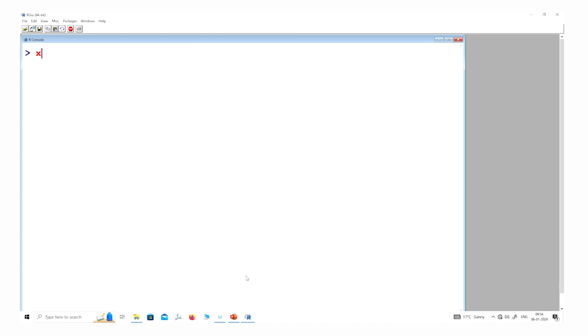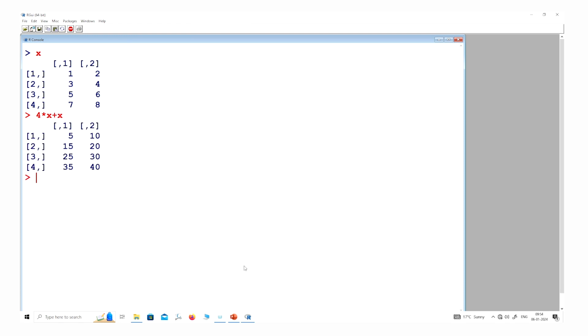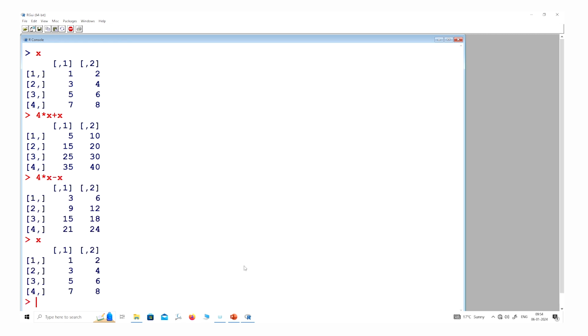So x we already had defined, so this is x. Now I define, say, 4 into x plus x. You can see this is becoming like this, and you can see 4x minus x is like this, and x was like this. So you can now verify from this screen whether this is working or not, right? So if you see here, 4 into 1 plus 1 is 5, and so on, right?